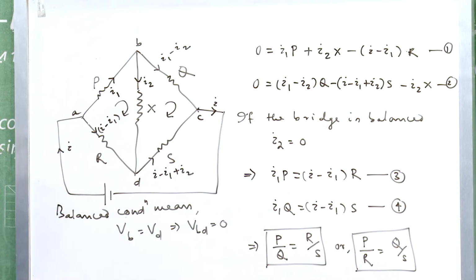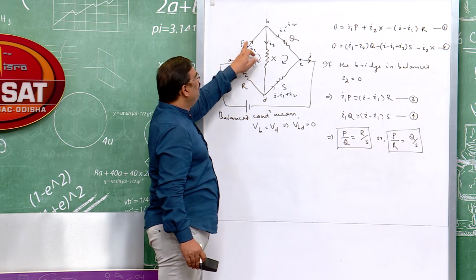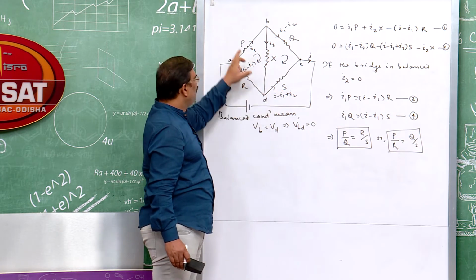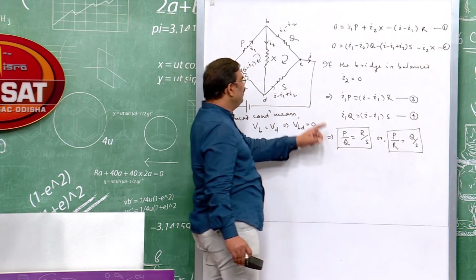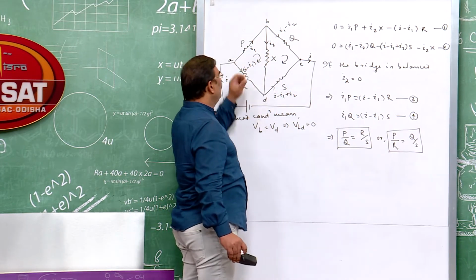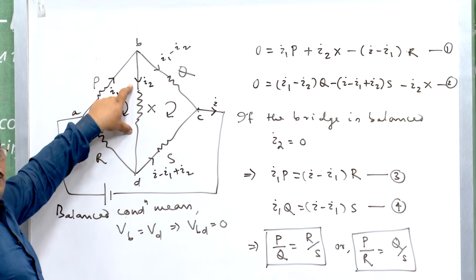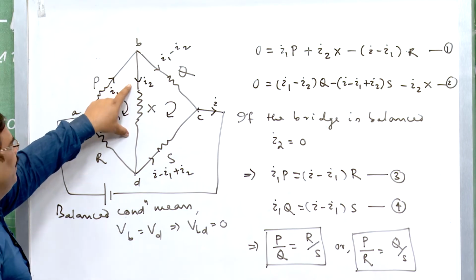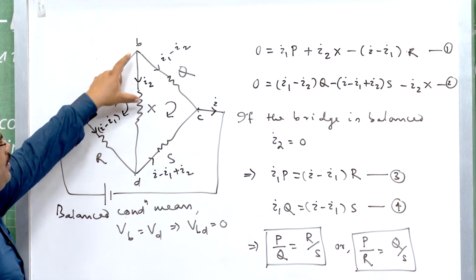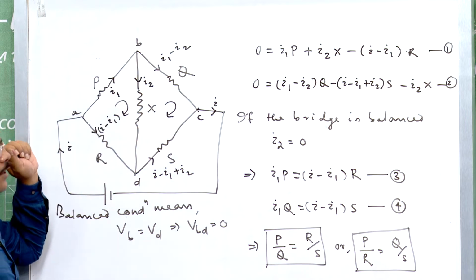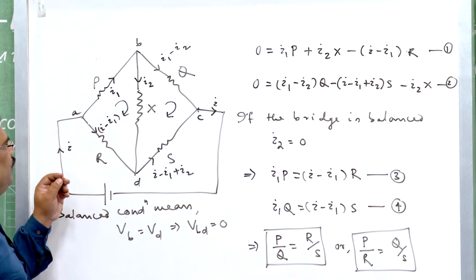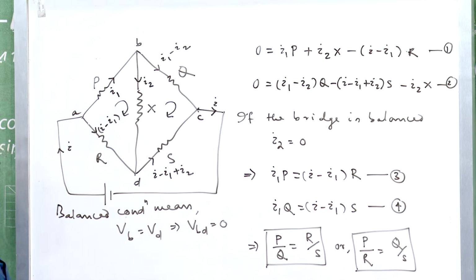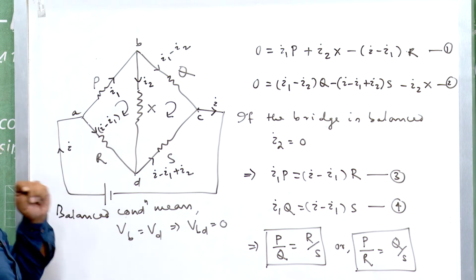Now, let us notice what is the meaning of this. If P by Q equal to R by S or P by R equal to Q by S, in either way we are getting that the bridge is balanced and there is no current passing through this resistor, or we can say this resistor is useless for this circuit. Now, this balanced condition of Wheatstone's bridge is mainly used to find the effective resistance of a complicated network in which a bridge is there.